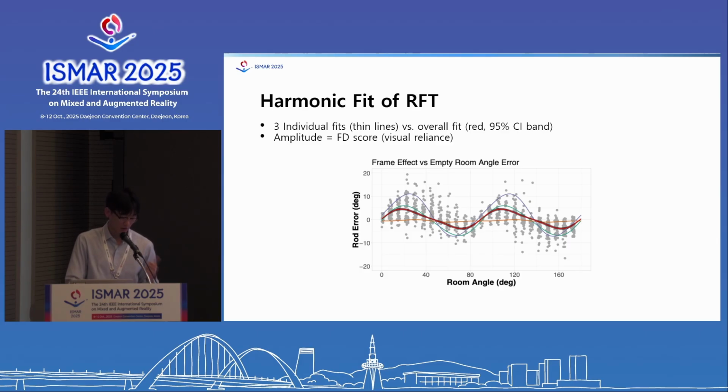For our harmonic fit of the rod and frame, here the thin lines are example fits from 3 individual participants. The red line is the overall fit across the sample, and the shaded band is its 95% confidence interval. The model captures the periodic bias introduced by the rotated frame, and the key metric we take away is the amplitude of the wave. That's our single field-dependent score, representing how strongly someone is pulled by the visual field. This gives us a much cleaner and more interpretable measure of visual reliance compared to traditional averages, and that is what we will use in our hazard model.